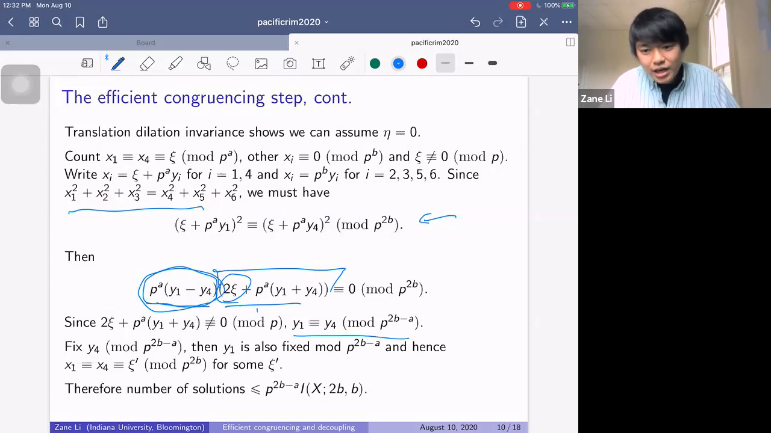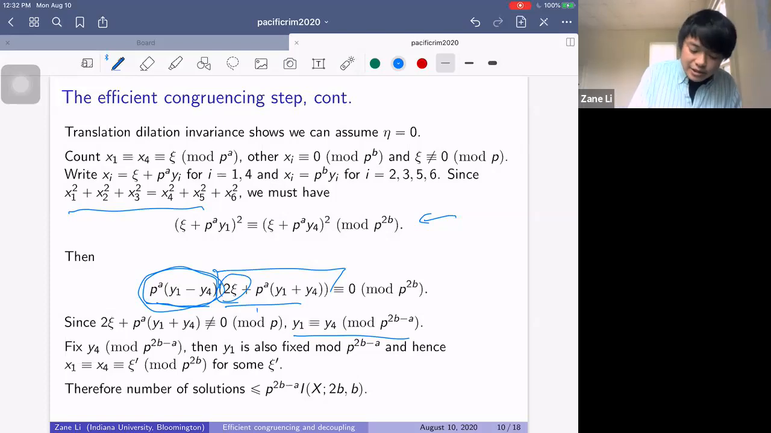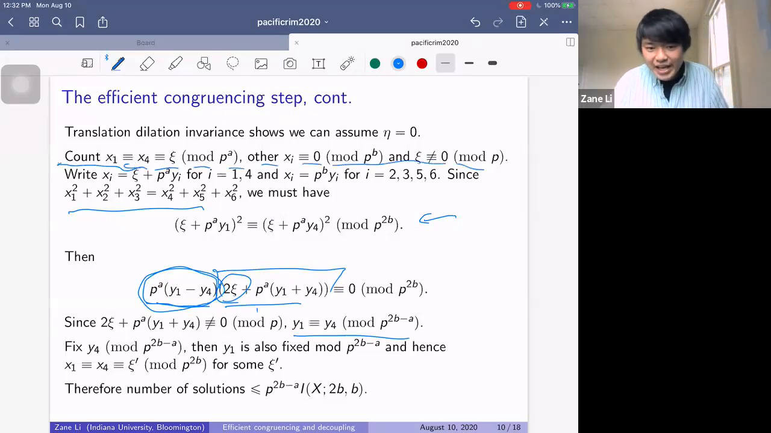So this is where roughly efficient congruencing gets its name, right? A priori, I told you how many solutions there are with this property over here. And a priori, there's no obvious hidden conspiracy among the x1s and x4s. And then you insert it into the equation, and there's this hidden efficient congruence that allows us to efficiently count solutions to the system.